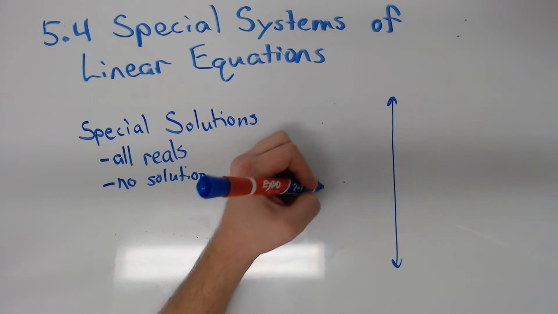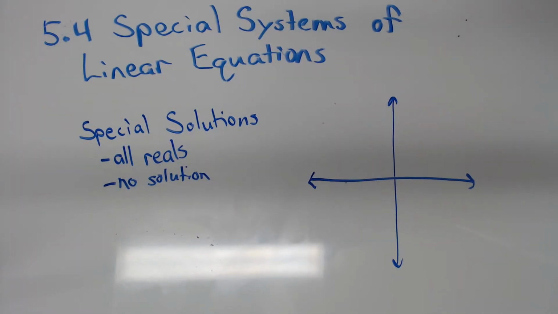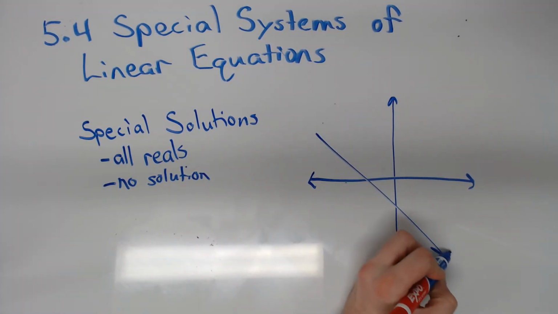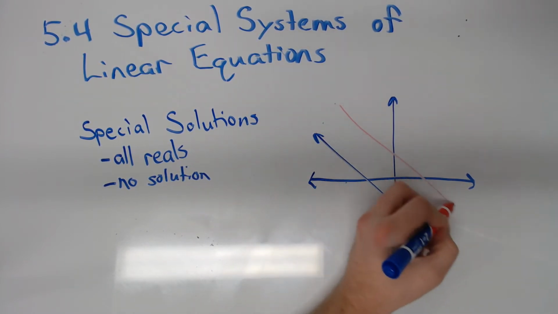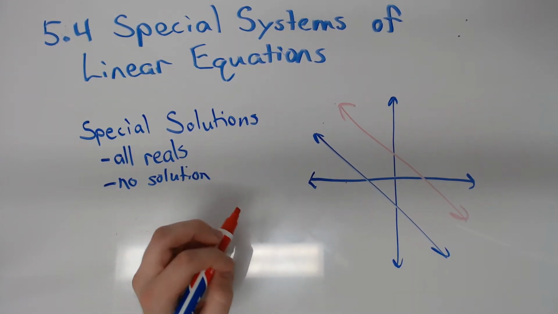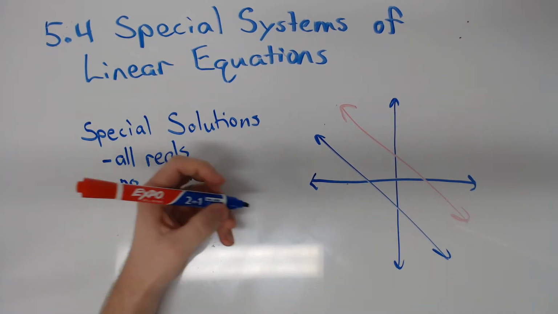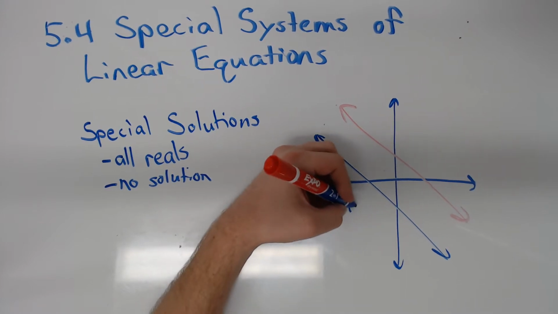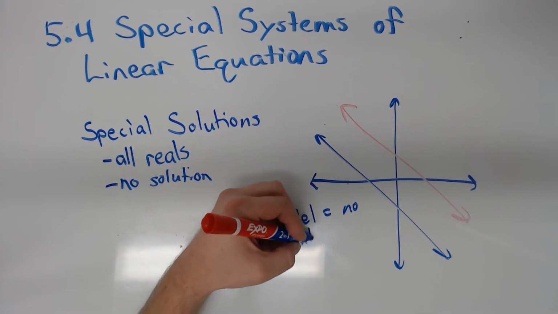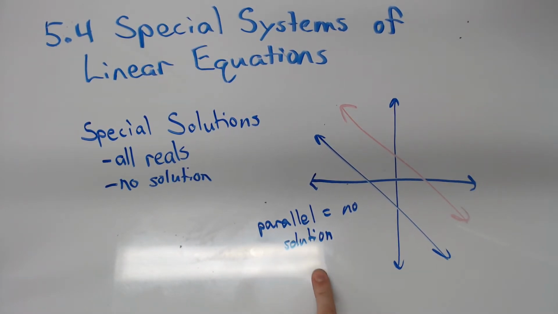So if I'm on a graph, the special solutions happen when the lines either always cross or never cross. Now, one of those hopefully is obvious for us. What does it look like when two lines never cross? Well, those are parallel lines. Parallel lines are going to cause no solution. But we have another way of figuring out that they're going to have no solution using algebra. So parallel lines mean no solution.